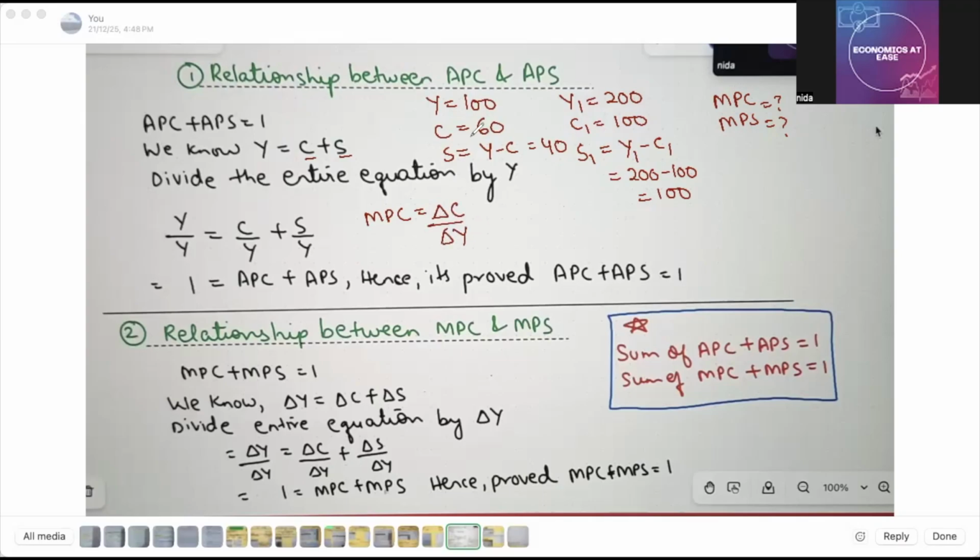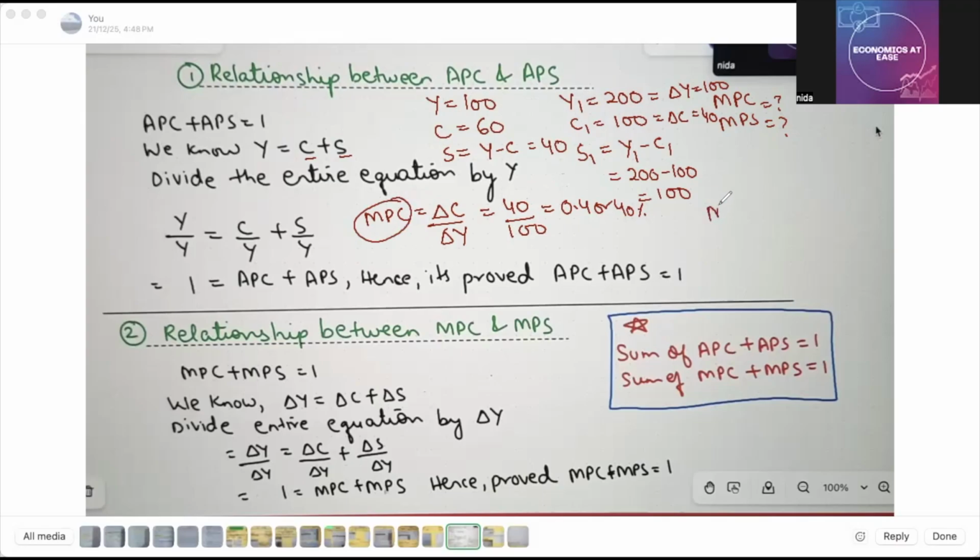the formula is change in consumption upon change in income. Okay, so change in consumption is what? Change in consumption का difference क्या है? C1 minus C, that is change कितना हुआ है? 40. Okay, so I'm going to write here 40. And change in income is what? Change in income is 100, right? Y1 minus Y. Okay, so you will get how much here? That is 40 upon 100 or 0.4 or 40%. So this is your MPC.